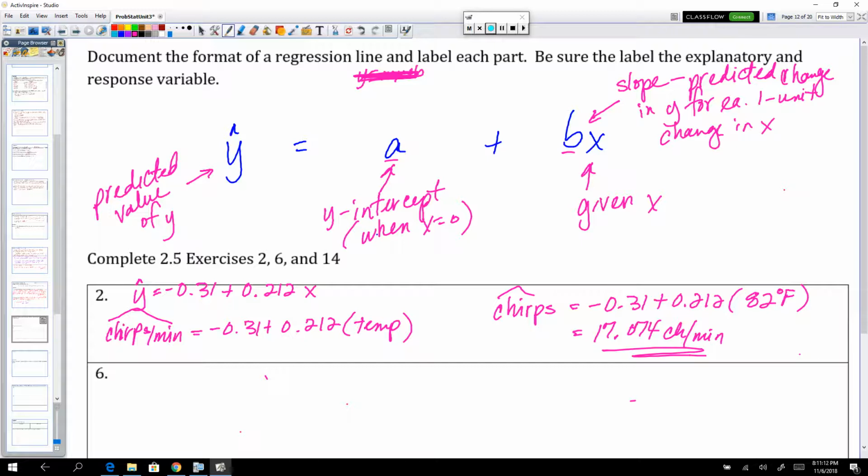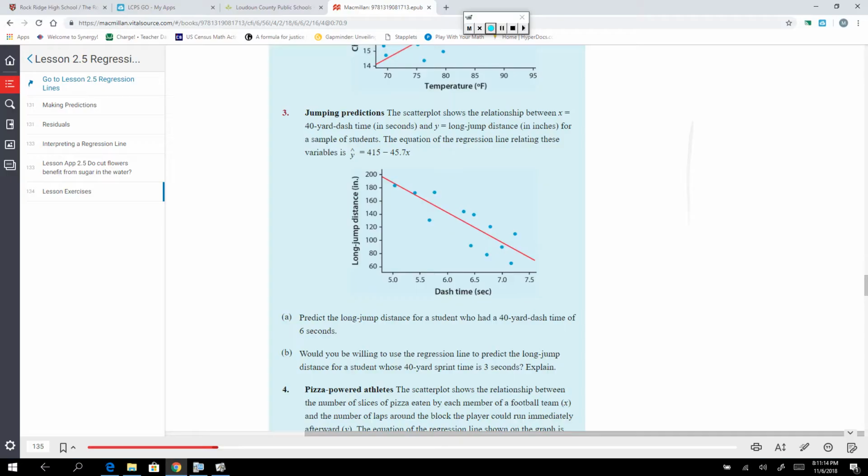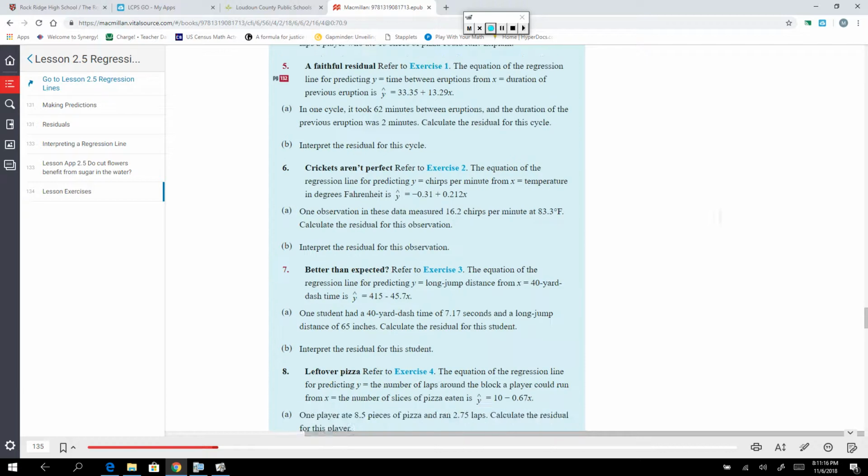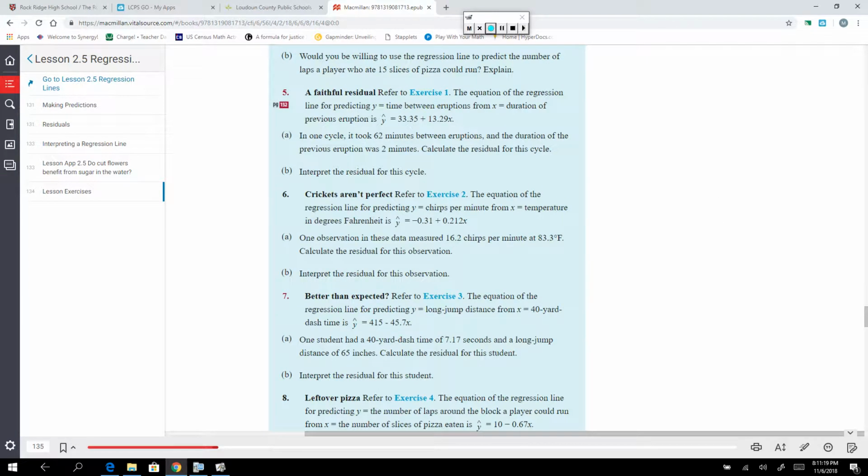So let's keep on with this theme. Question 6 asks about chirps again. If we have the same equation for the regression line, and we have part A asking us, one observation is measured at 16.2 chirps per minute at 83.3 degrees Fahrenheit, calculate the residual. What are we going to need to do for this problem? Pause and think about that. And hopefully you realize that we have 2 steps to this problem.